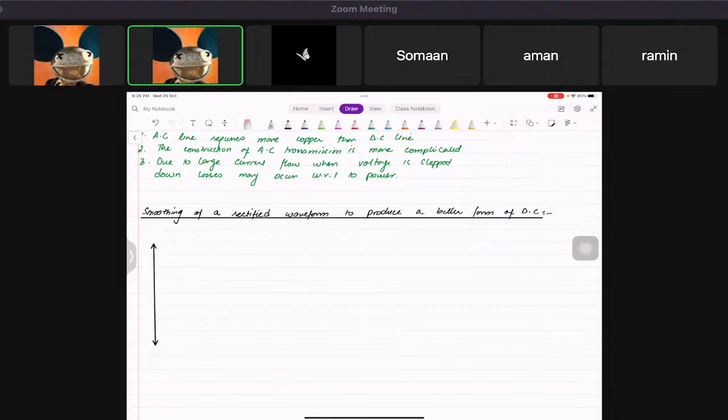So to do that, remember that when a full wave is rectified, it looks like this to you.